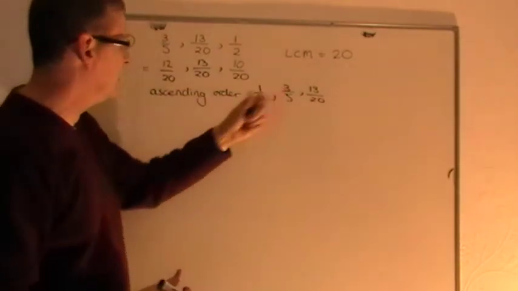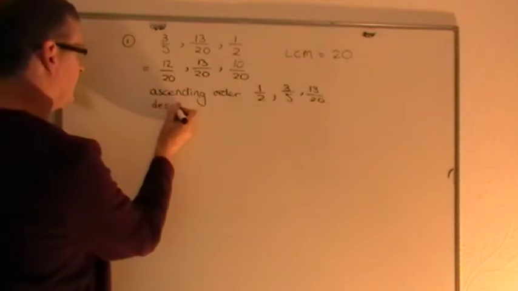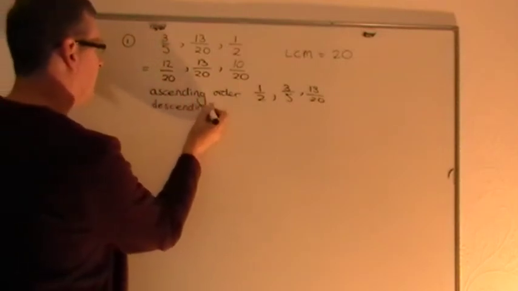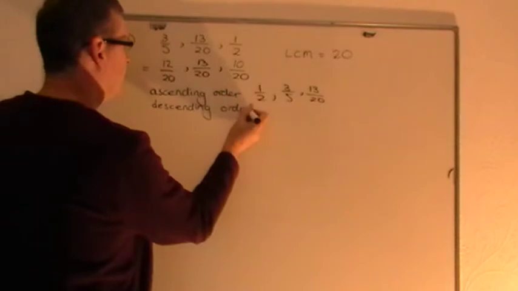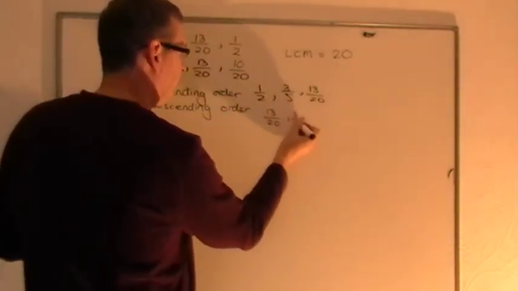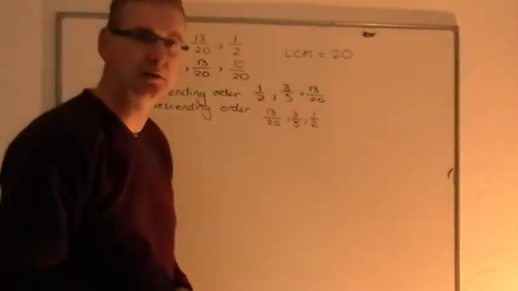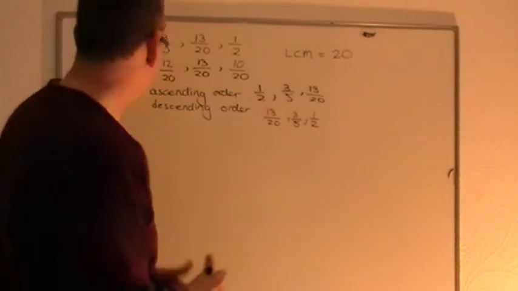There you go, that's in ascending order. If you wanted to put it in descending order, descend means go down, so you just put it the other way around. 13/20 is the biggest, 3/5 is the next, and a half is the smallest. That would be in descending order. Okay? So let's try another one.